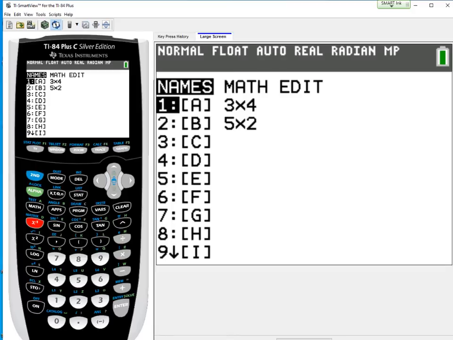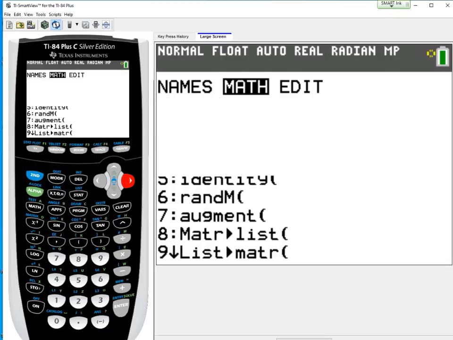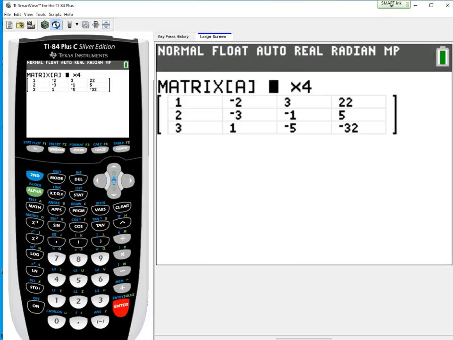Okay? Second matrix. I'm going to go over to edit. At this point, I can tell it the dimensions. This is 3 equations, so it has to have... Oh, sorry about that. So it should be a 3x4.